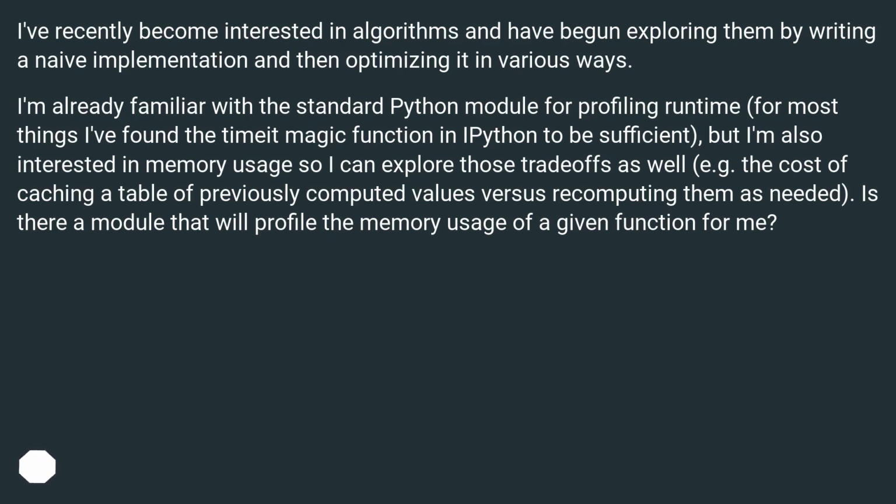For most things I've found the %timeit magic function in IPython to be sufficient, but I'm also interested in memory usage so I can explore those trade-offs as well. For example, the cost of caching a table of previously computed values versus recomputing them as needed. Is there a module that will profile the memory usage of a given function for me?